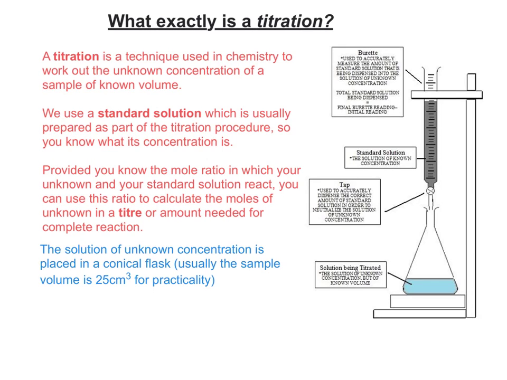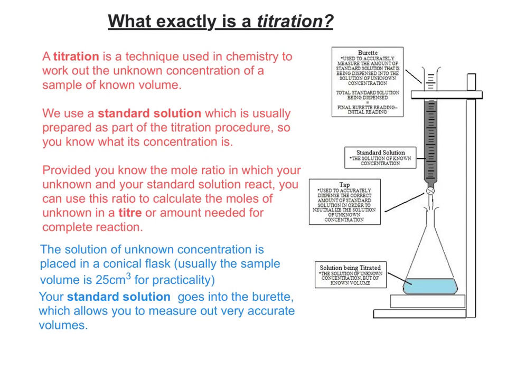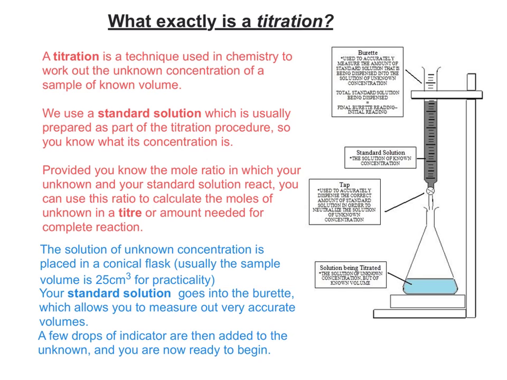So the first thing you do is you put your solution of unknown concentration into your conical flask. You put your standard solution into a burette, making sure of course the tap is closed so none of it accidentally falls into your solution being titrated. And what you do then is add a few drops of indicator to your unknown in your conical flask, and you're ready to start.